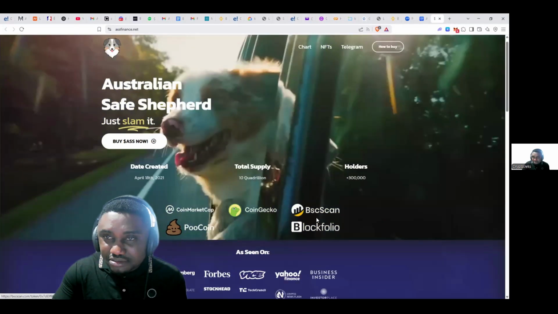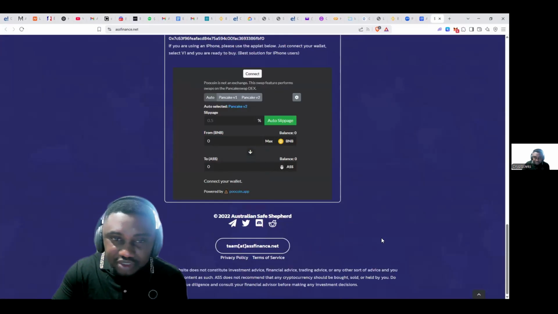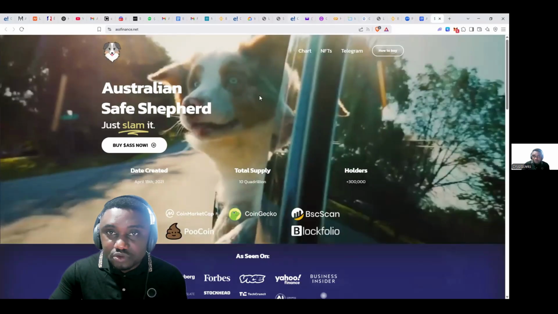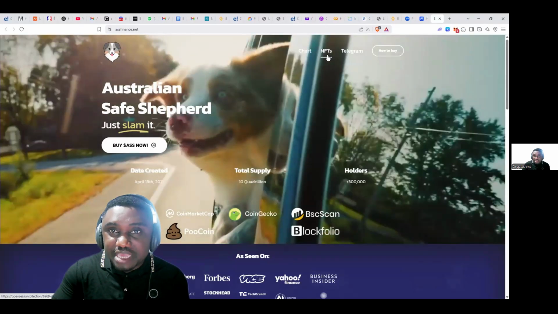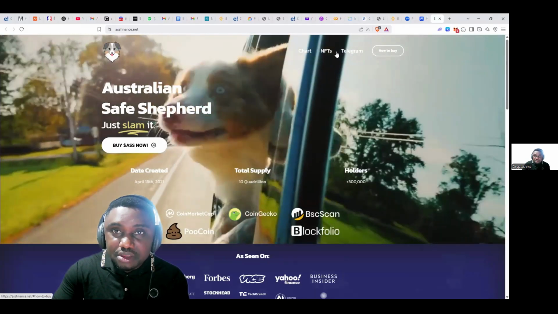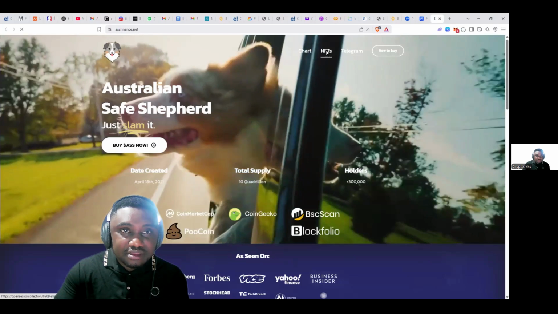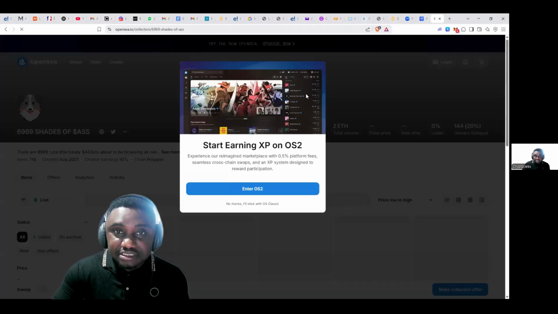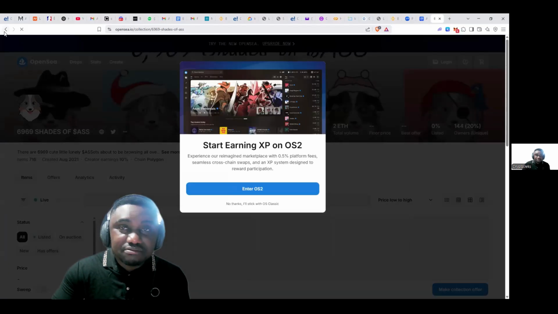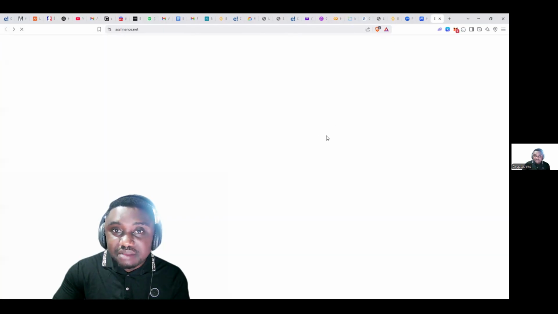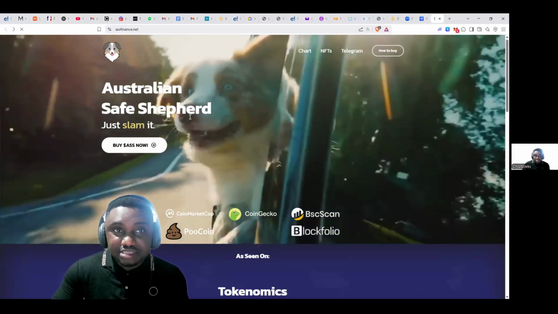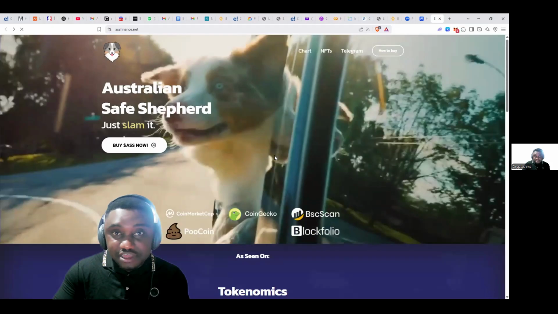ASS is briefly Australian Safe Shepherd, just slam it. Okay, so what else? There is nothing else on this website. This is looking more like a meme coin, because if you check closely, what you have here is NFT, Telegram. Let's look at NFT and see what they have. It has been listed on OpenSea if you want to buy ASS NFTs. They've listed some of their NFTs related to the perhaps Asian Safe Shepherd. All right, Australian Safe Shepherd, sorry.